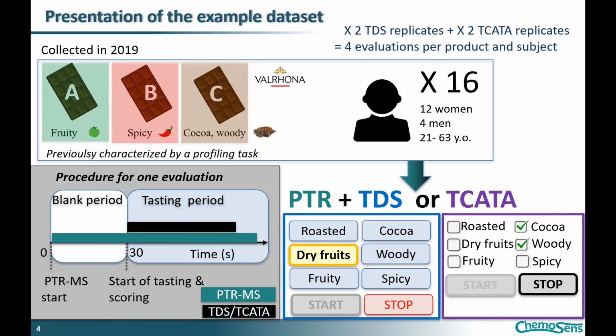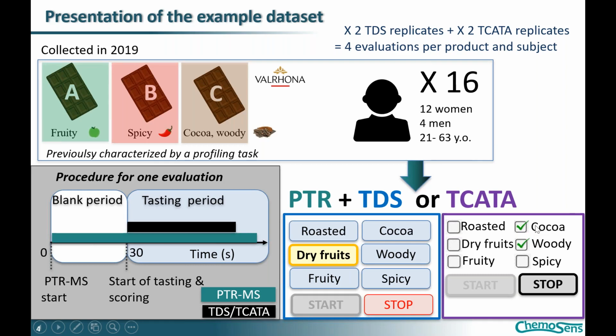So this was TDS and T-kata. In fact, the difference is that it's kind of the same thing, except that you can click on several descriptors at the same time. So for example, I put the chocolate in my mouth, I click on start. I feel some chocolate, some cocoa, I click on it.